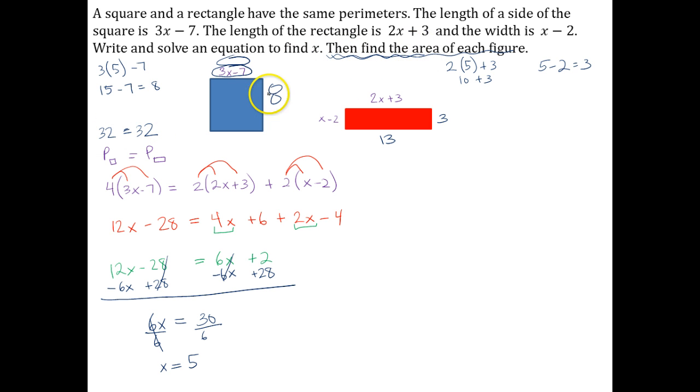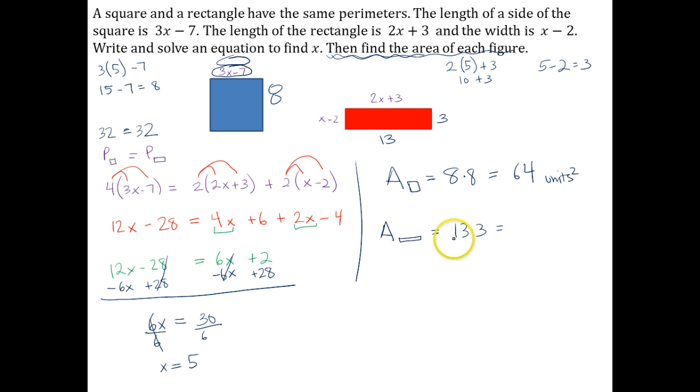Well, area of a rectangular shape is just length times width. So for the square, it's going to be 8 times 8. So the area of the square equals 8 times 8, 64 square units. And then the area of the rectangle is 13 times 3, which is 39 square units. So even though they have the same perimeter, they have different areas.